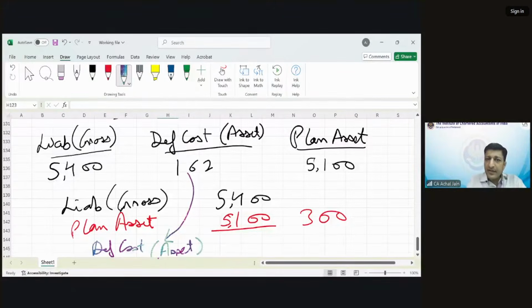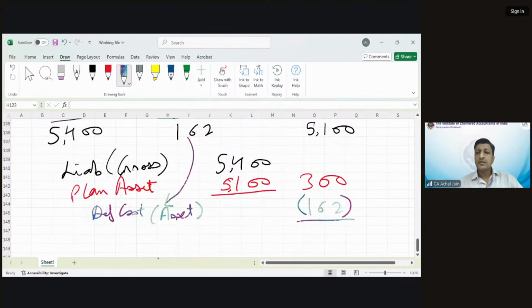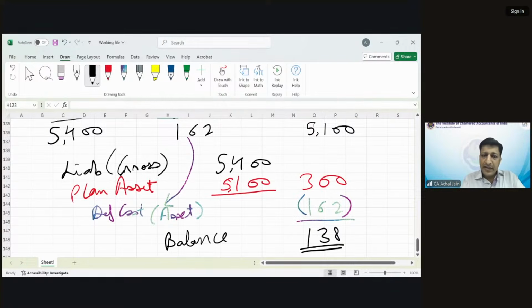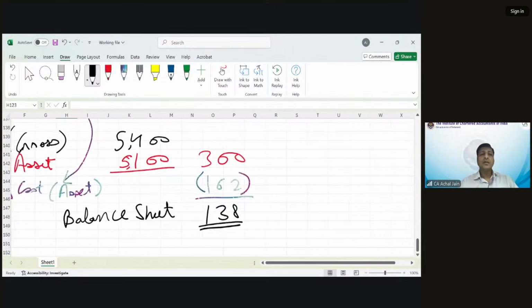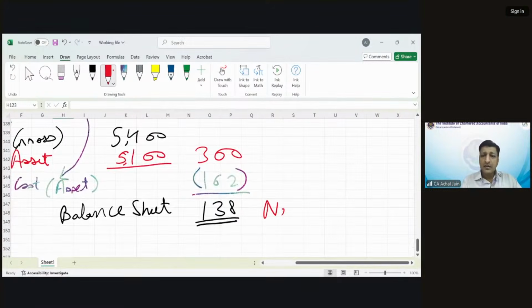Again, you will present it here. 162. So what do you get? You get 138. So in the balance sheet, this net balance will be shown. So this 138 will be what? This will be the net liability.